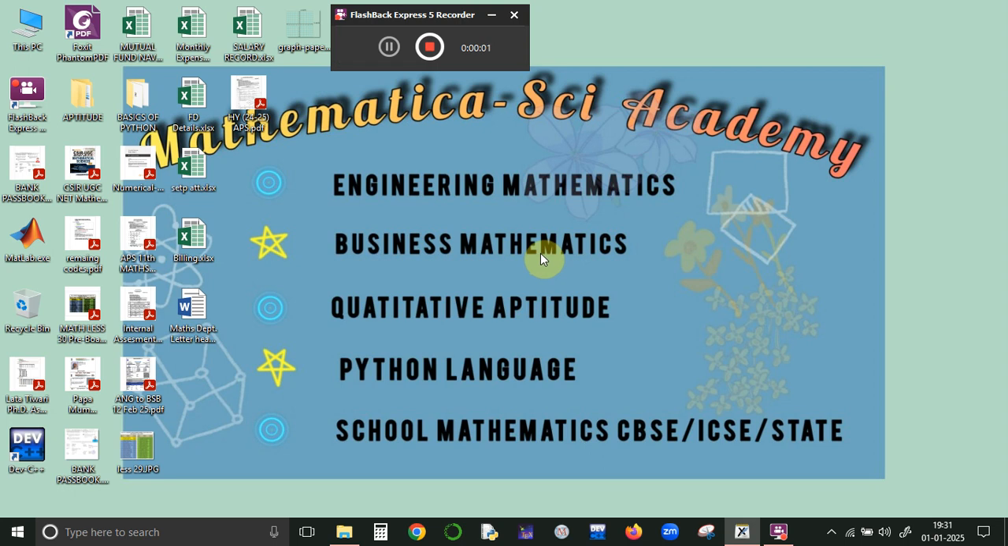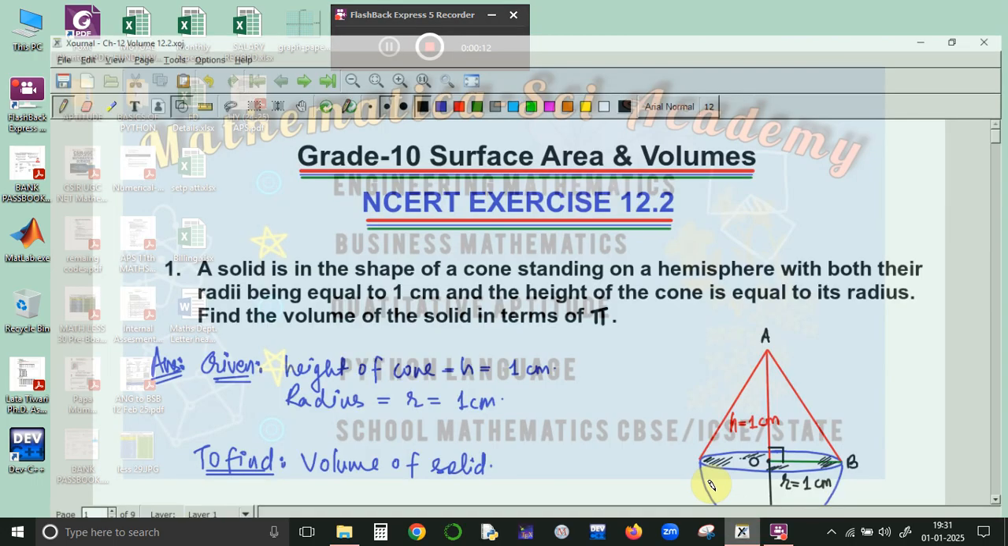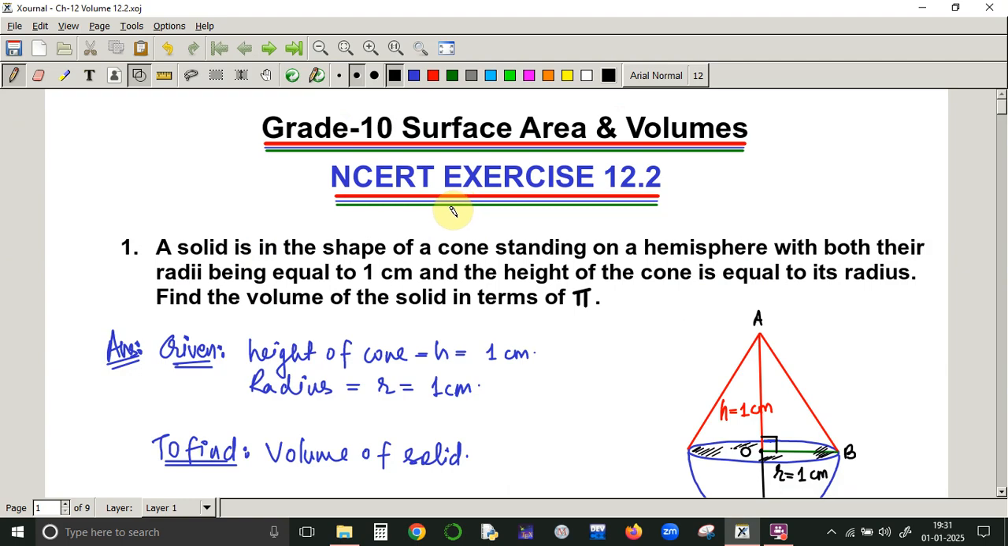Hello students, I welcome you all to the second video on chapter 12 surface area and volume. In a previous video we had solved NCERT exercise 12.1. Now in this video we are going to solve exercise 12.2. In this video we have to solve questions on volumes of the solids.